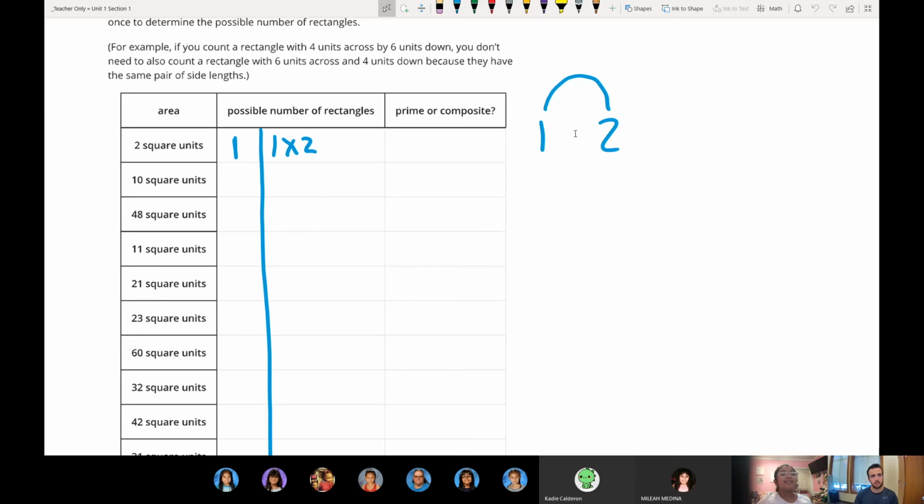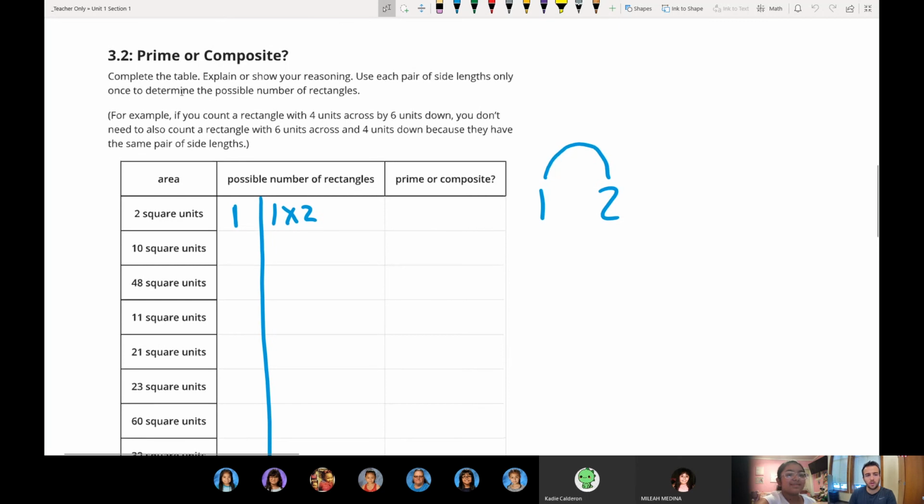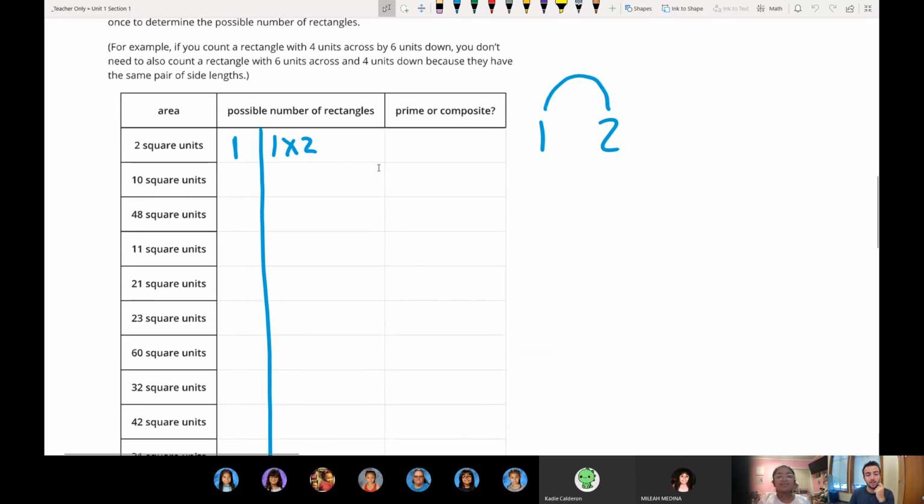Okay. Camila, do you want to answer if this is prime or composite? There's also another one. 2 times. What is it? 2 times. Yeah, but that's what it says up here. Use each pair of side lengths only once. For example, if you have 4 by 6, you don't need to do 6 by 4. So we actually found all of the rectangles for it. We could do 2 times 1 and flip-flop the columns and the rows, but it's still the same rectangle, isn't it? It's still the same pair of side lengths. So yes, you could flip it, but there's only one unique rectangle.